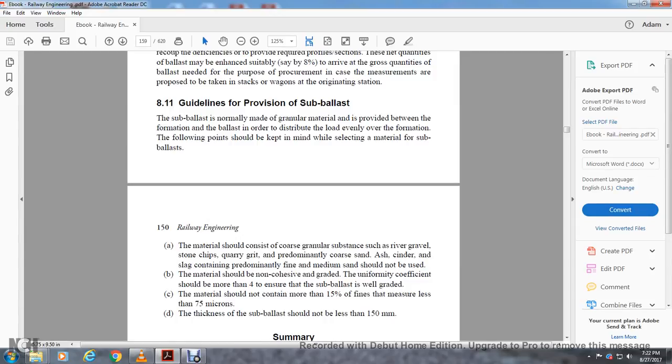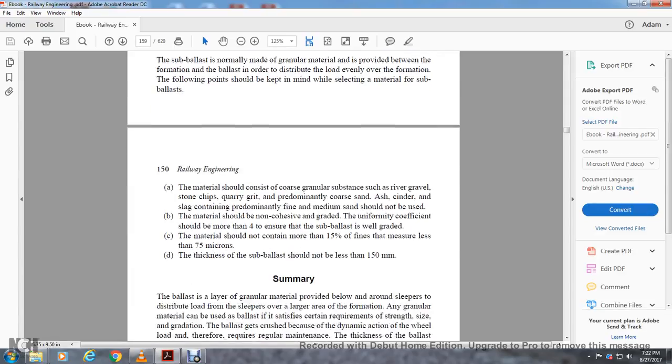The material should not become cohesive. It should be well graded, and the uniformity coefficient should not be more than 4 to ensure the sub-ballast is well graded. The material should not contain more than 15% fines of size less than 75 microns. The thickness of the sub-ballast should not be less than 150 millimeters.